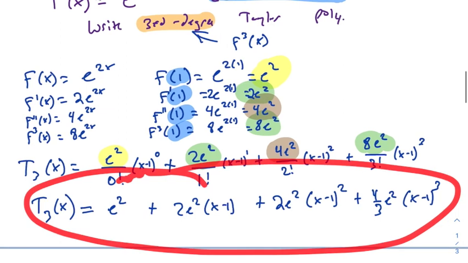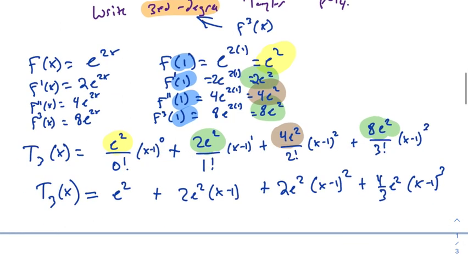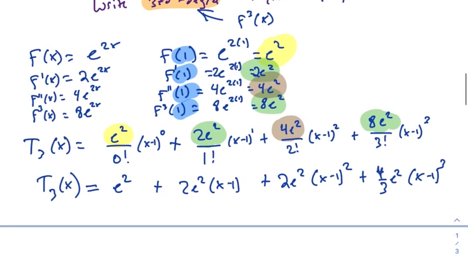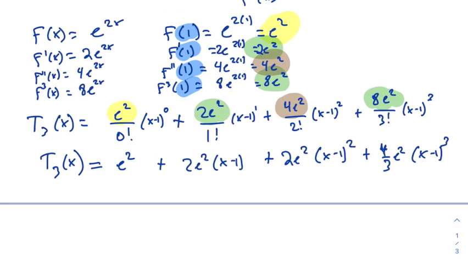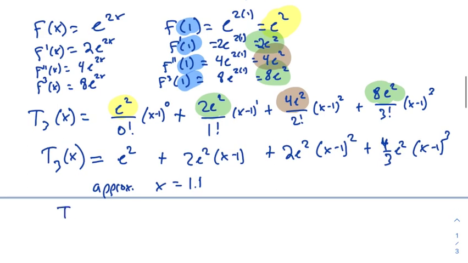Now, a few things. That's interesting and all, but we might be asked to do something with this, right? We might be asked to approximate when x equals 1.1. So then we would just use our Taylor polynomial and we would plug in 1.1 for all of our x's and get a number answer.